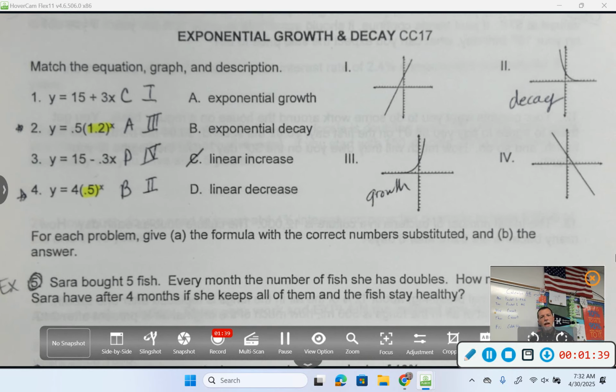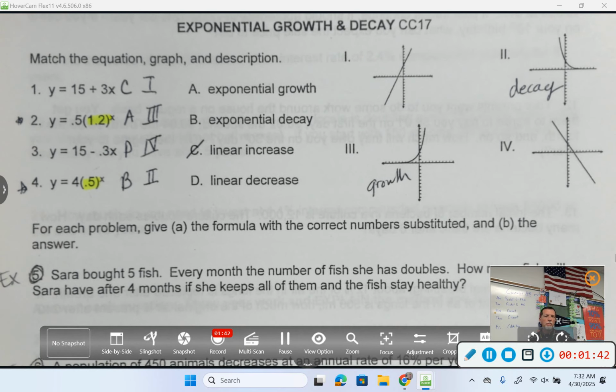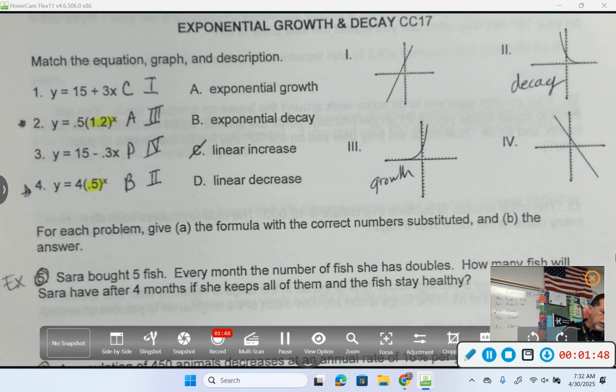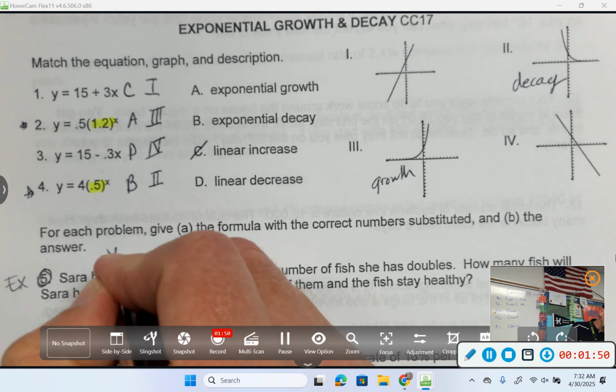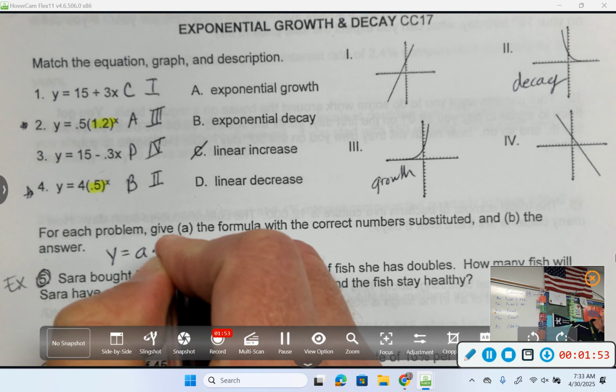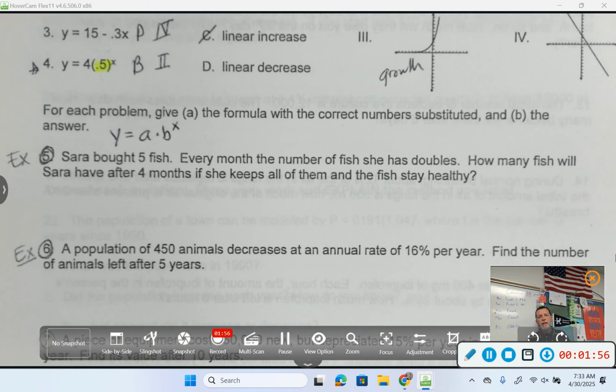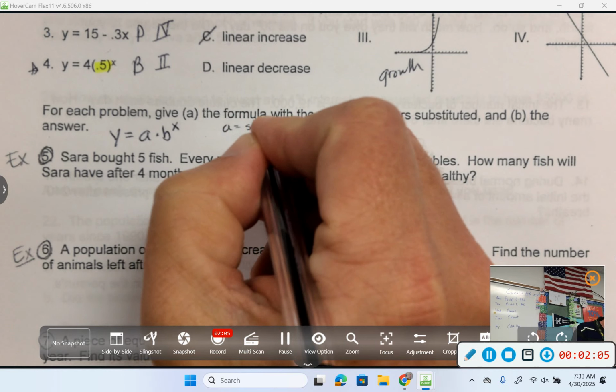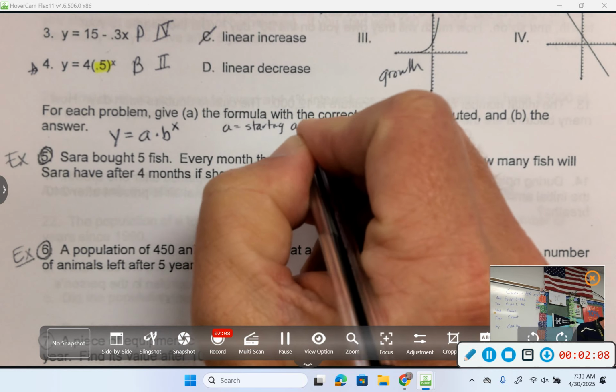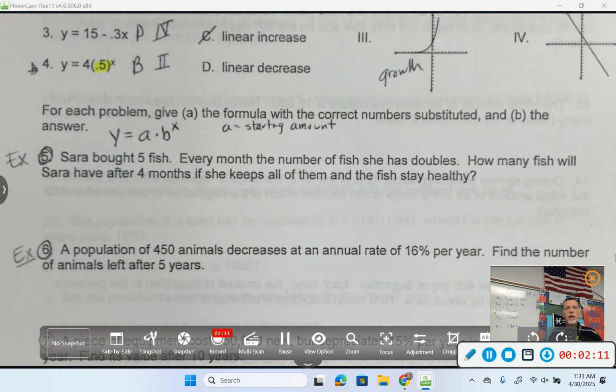Okay, so there's the names and the graphs. Let's do a couple problems with them. Although I need to write one equation down. There's not much room for it, is the problem. Let's put it right here. Y equals A times B to the X. A is the starting amount. How much money or fish or population or cobalt or carbon or whatever, that's the starting amount.